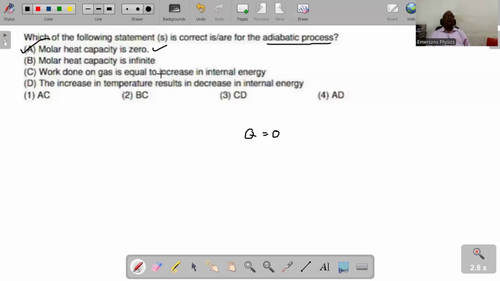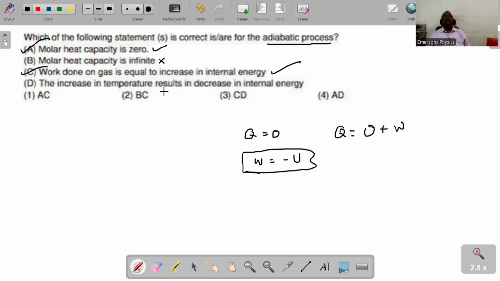B. Molar heat capacity is infinity 0. Work done on the gas is equal to increase in internal energy. We know Q is 0, so the work done will be equal to minus ΔU, because Q equals ΔU plus W. We know the formula. So in this case, work done on the gas is equal to increase in internal energy, which is correct.